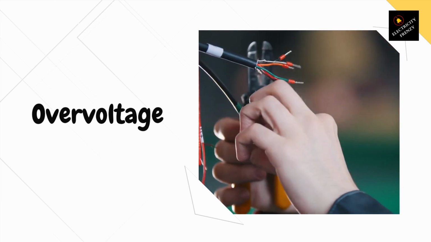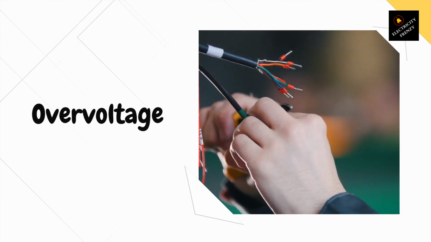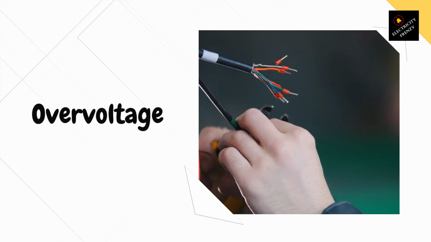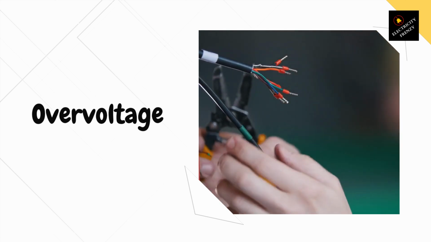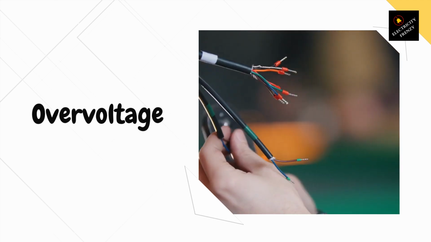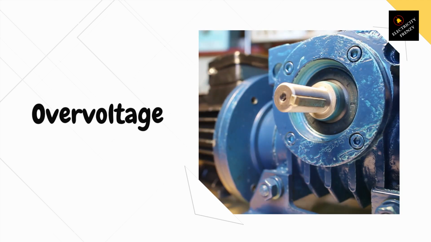Overvoltage. One of the primary causes of electric motor burnout is overvoltage. As an electrical engineer, I can tell you that overvoltage occurs when the motor is exposed to higher voltages than it can handle. This excessive voltage can lead to the motor overheating and ultimately burning out.